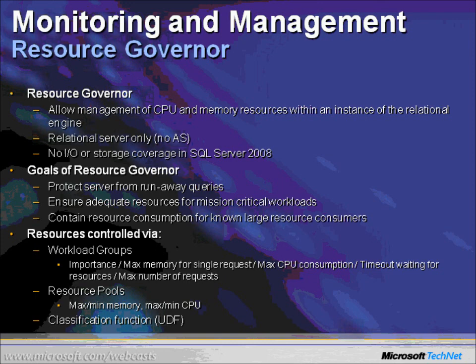Each group is associated with a pool, which is a pool of resources, both memory and CPU. And there's a classification function that you define which categorizes connections into groups. You can look at certain properties of a connection, like its IP address, the user that's logged in, the application name, the application role, and so on, and use that to classify the work for that connection into a specific group.